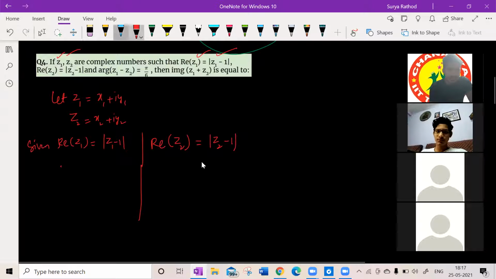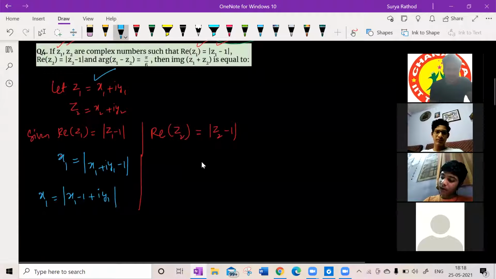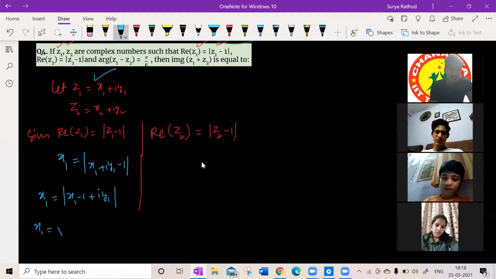Look at this here. Real part of z1 is what here? X1. Real part of z1 is equal to modulus of z1 minus 1, which is x1 plus iy1 minus 1. So x1 is equal to modulus of x1 minus 1 plus i times y1, real part and imaginary part written together. So I know that modulus of z is square root of x1 minus 1 whole square plus y1 whole square.